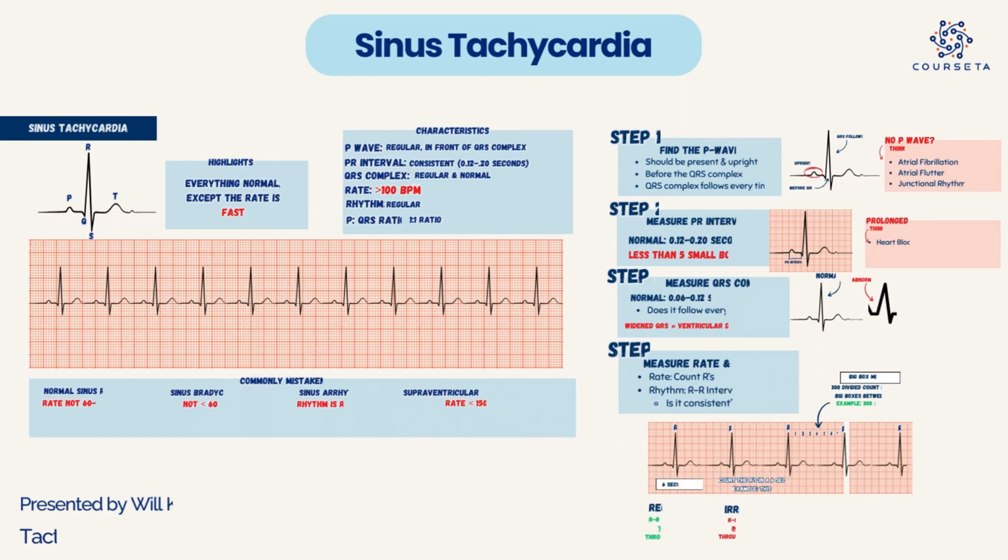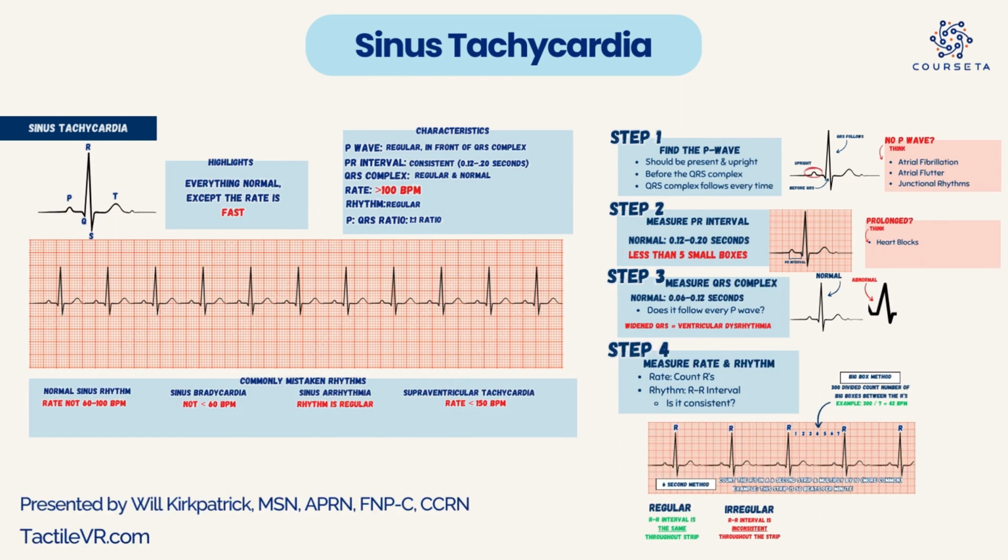All right, moving on to sinus tachycardia. Let's go through those steps once again. Step number 1, P wave. Is it upright? Is it in front of the QRS complex? And is it there? We see in this rhythm that the P wave is normal. So let's move on to the PR interval. If we measure here, it is less than 0.20 seconds, because if it was prolonged, then we'd start thinking heart blocks, but it's good here.